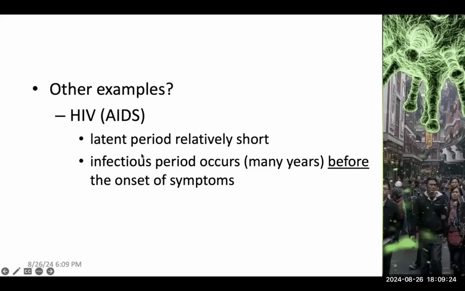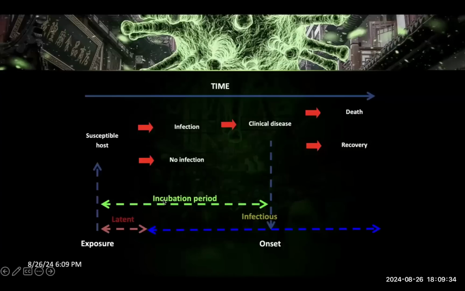Other examples. HIV has a latent period which is relatively short, and the infectious period occurs years before the onset of symptoms. This is the natural history of HIV. The latent period is short, so the infectious period is very, very long for HIV.